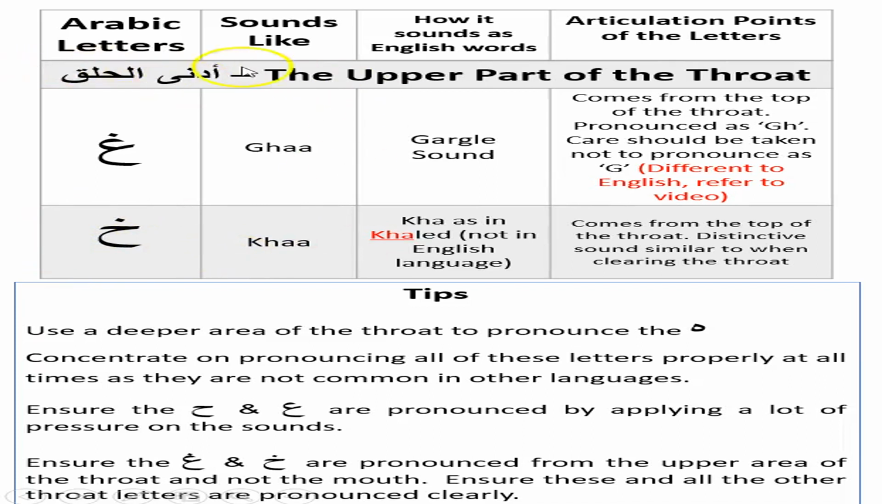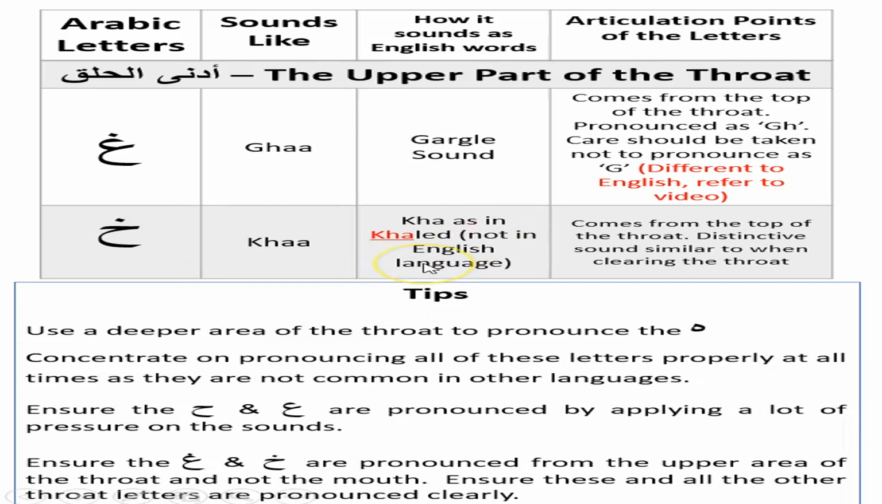Kha also comes from adna al-halq. Kha is not in English. The only name, for example, that you may come across is Khalid. English people, they say Khalid. They don't say it correctly, but it's actually Khalid.